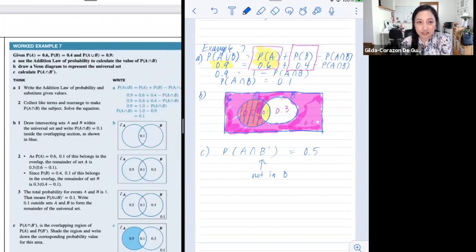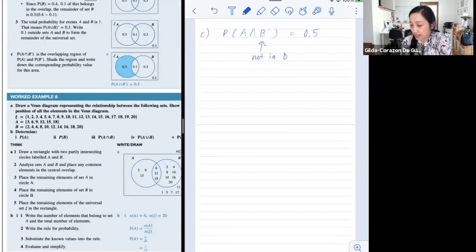It's a lot to chew, but you'll get the hang of it. Okay. Draw a Venn diagram representing the relationship between the following sets. Show the position of all the elements in the Venn diagram. All right, so you've got your universal set as 1, 2, 3, 4, 5, 6, 7, 8, 9, 10, 11, 12, 13, 14, 1 to 20.